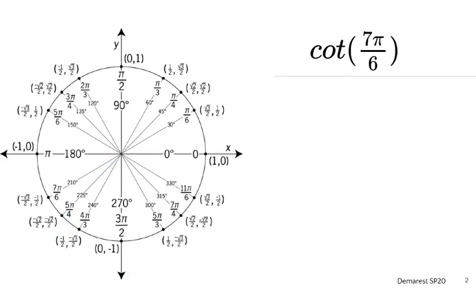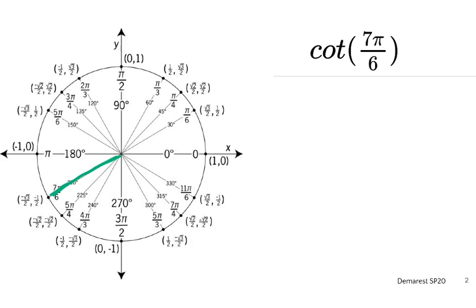All right, let's try another. So this one is cotangent of 7 pi over 6. So for starters, 7 pi over 6 is on the unit circle. So that's good. We don't have to do any messing around to get a value that's on the unit circle.